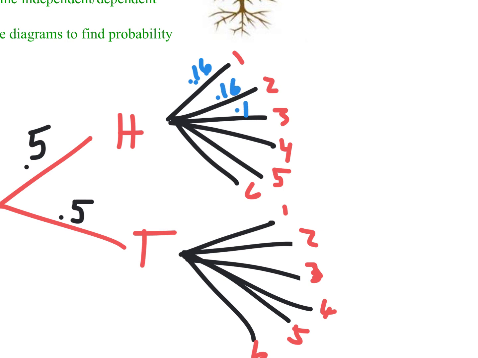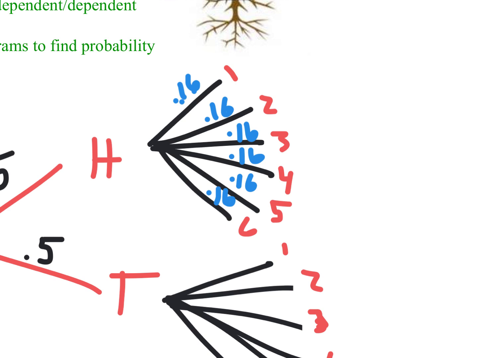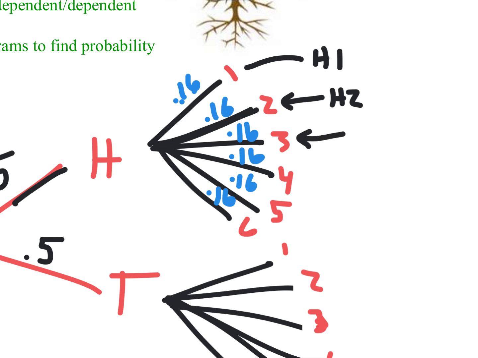0.16 on each branch. And then I should do it on all the rest of them, but I'm getting too lazy. To finish my tree diagram, I'm just going to show you. This spot right here is heads and a 1. This spot right here, I'm going to sum up: it came up this road here, and it was heads, and then it came out here, so that's heads and a 2.